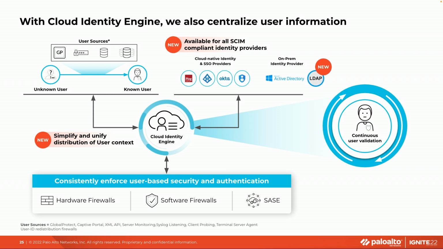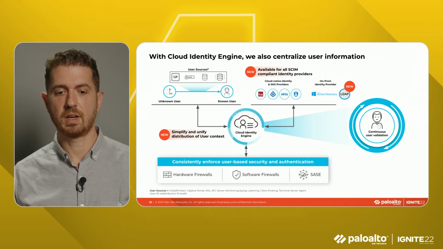And so now you can write consistent user-based policy across your entire network, whether it's your hardware firewall, software firewalls, or Prisma Access, or anything else, where you can have that continuous verification of the user as they access your resources. This is that consistent look and feel of your authentication enabling zero trust policies across your entire network.